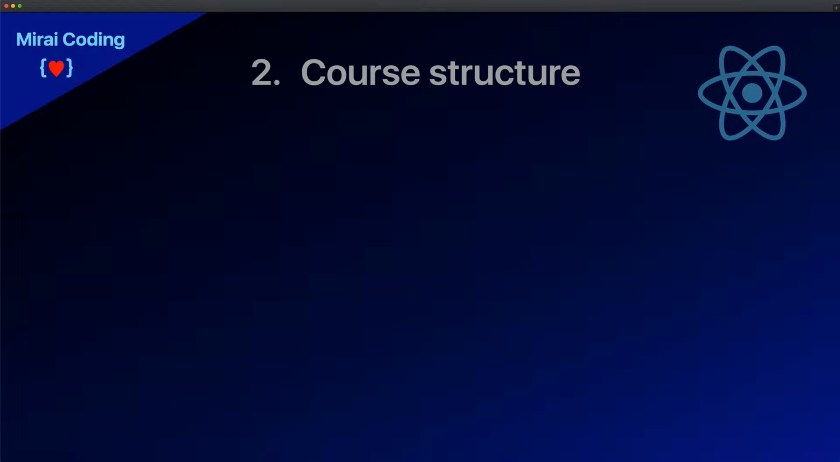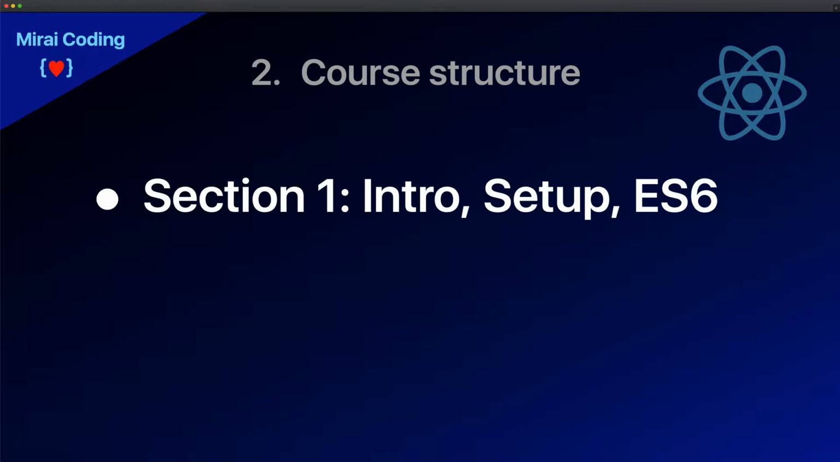Point 2. Course structure. Section 1, Intro, Setup, and ES6. This section serves as an introduction to the course, with some very basic information regarding the course, what you need to set up for trying out React, and some JavaScript ES6 basics for those who need them. You can jump straight to Section 2 or 3 if you are comfortable with setting up your environment to run React and JavaScript's ES6 syntax. If you prefer to learn by concepts in a step-by-step fashion, then go straight to Section 2. If you prefer to learn by doing, then jump to Section 3.